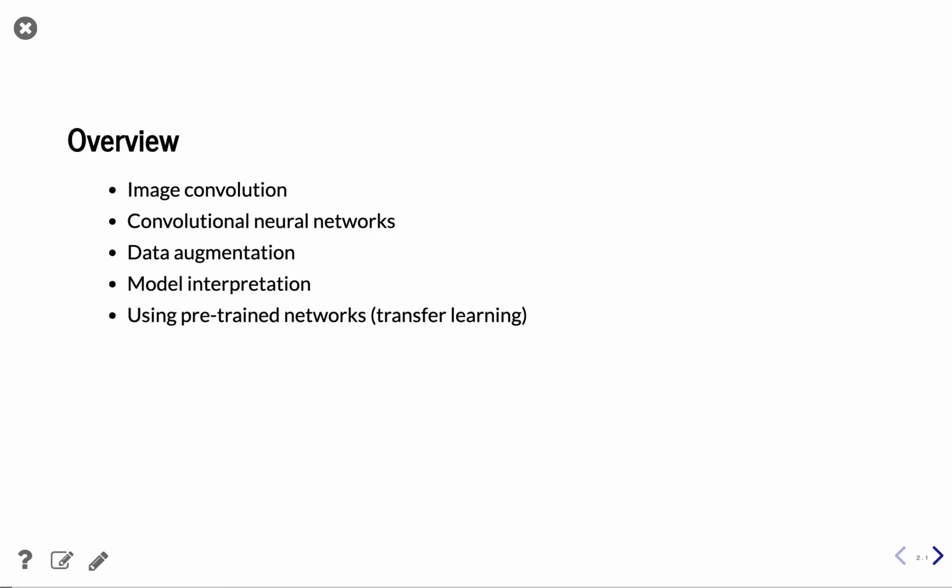So we'll start by looking at what an image convolution actually is and why it's interesting. Then we'll see how we can use it inside convolutional neural networks. Then we'll talk about how we can augment our data to get more of it. And then we'll see how we can interpret whether the model we've trained actually learned something interesting. And we'll finish off by looking at transfer learning to see how we can use previously learned models to learn harder problems with less data than before.